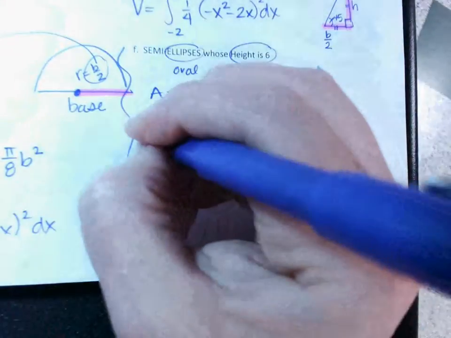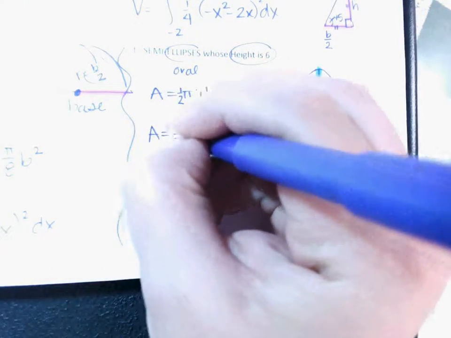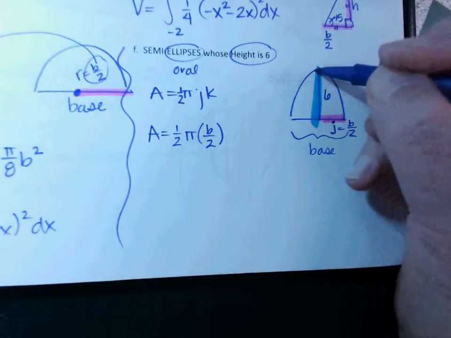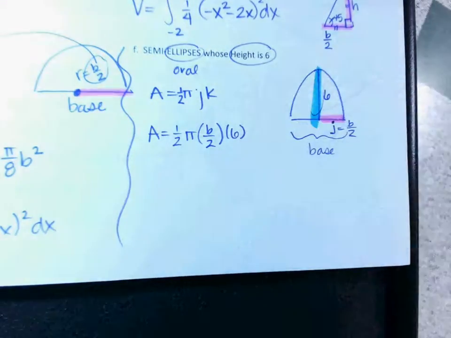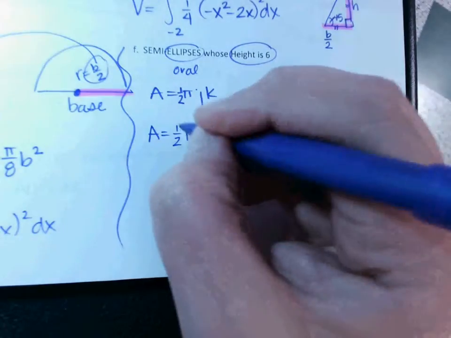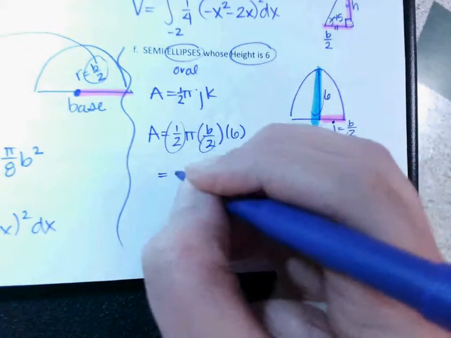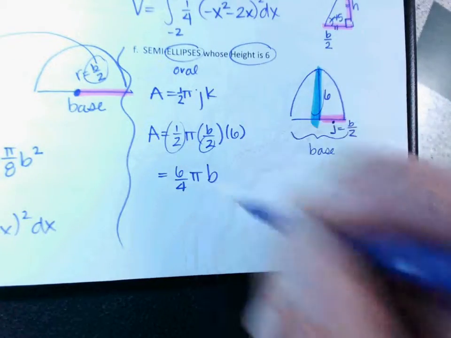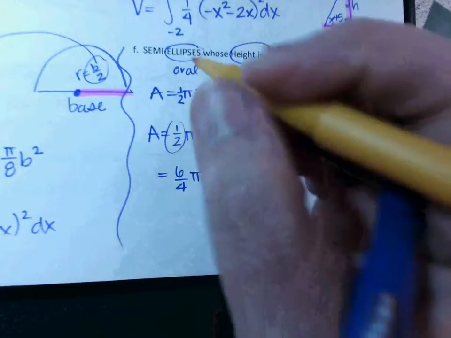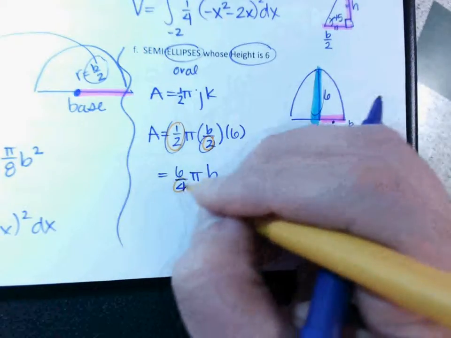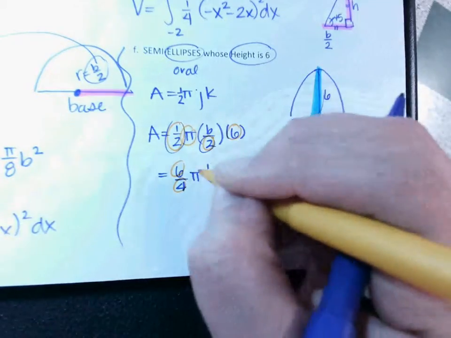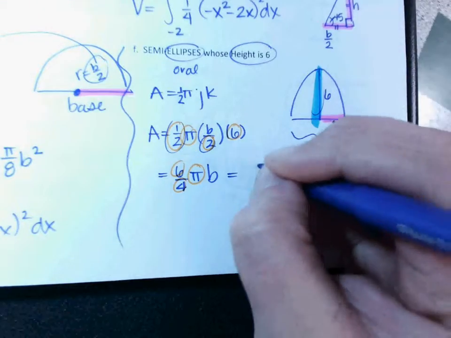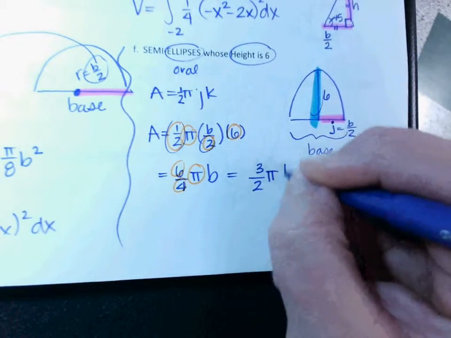So I'm going to have area equals 1/2 pi. My j is a base over 2. And then notice that my k is this distance here, which we said is 6. So a half times a half is a fourth. Multiply that by 6. I have 6/4 pi. And then I just have 1b. So notice that the half and the half came into the fourth. The 6 stayed on top and the pi stayed right there. So that's my equation. Now if you want to reduce that, you totally can. 3/2 pi and then a b.